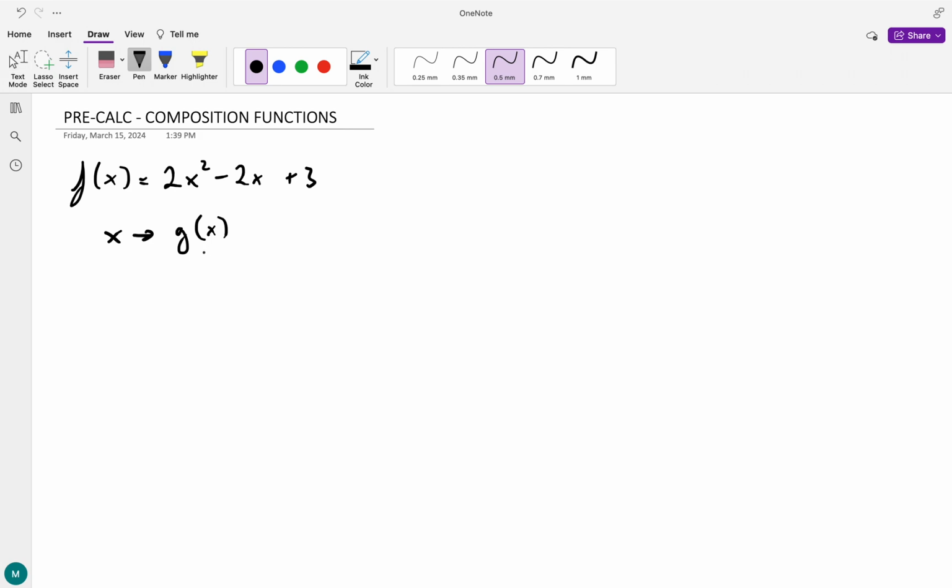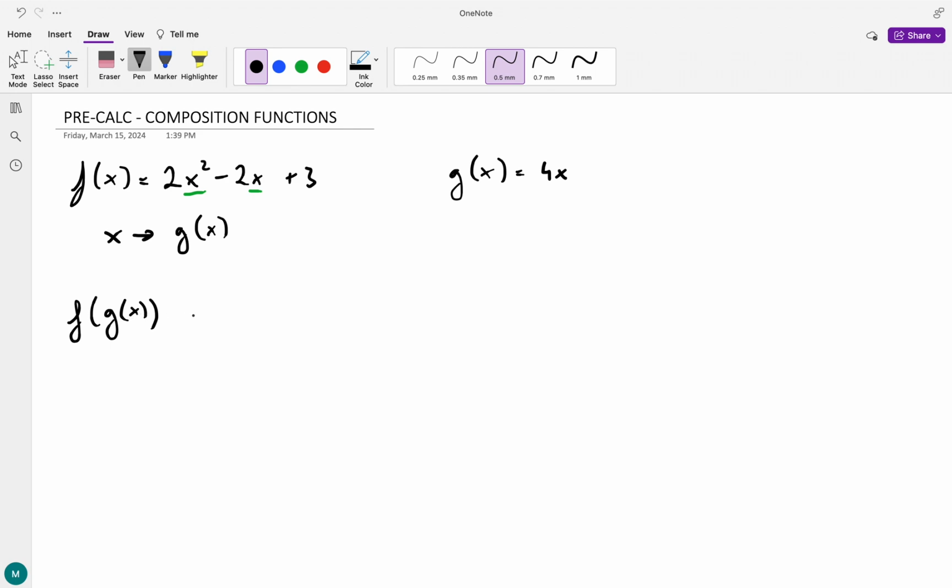All we have to do to find the composition function that's labeled as f of g of x is to plug in g of x, whatever it is, into every single x in our f of x. So let me show you an example. Let's say that f of x remains the same, but our g of x will be equal to, let's say, 4x. Just to keep it simple, at least for now.